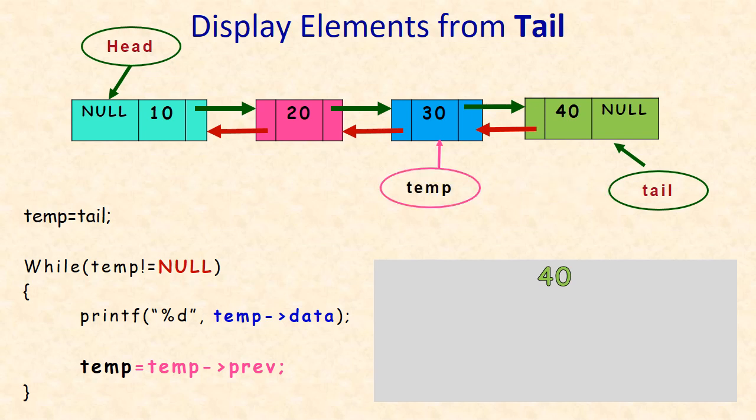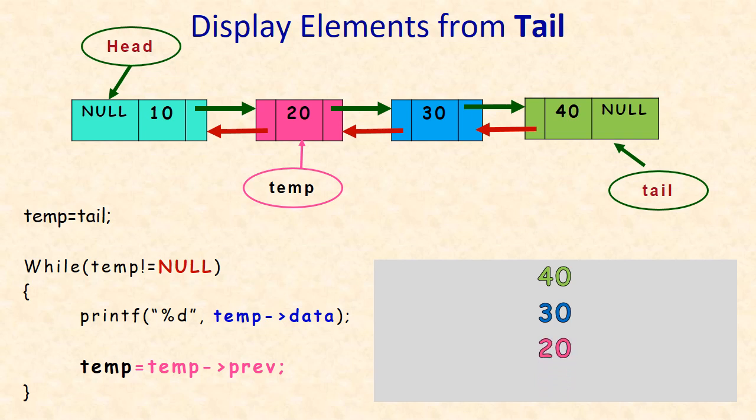So temp will point to the third node now. Then you will display 30, that is the third node's data value. Again temp is equal to temp previous, so temp will point to the second node now. Now it will display 20, right? Again temp is equal to temp previous, that means it will point to the first node. Now it will display 10, right?